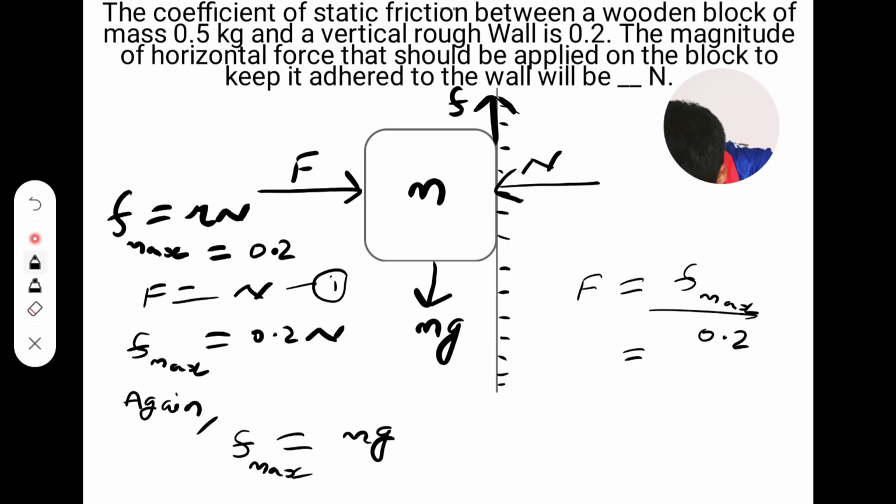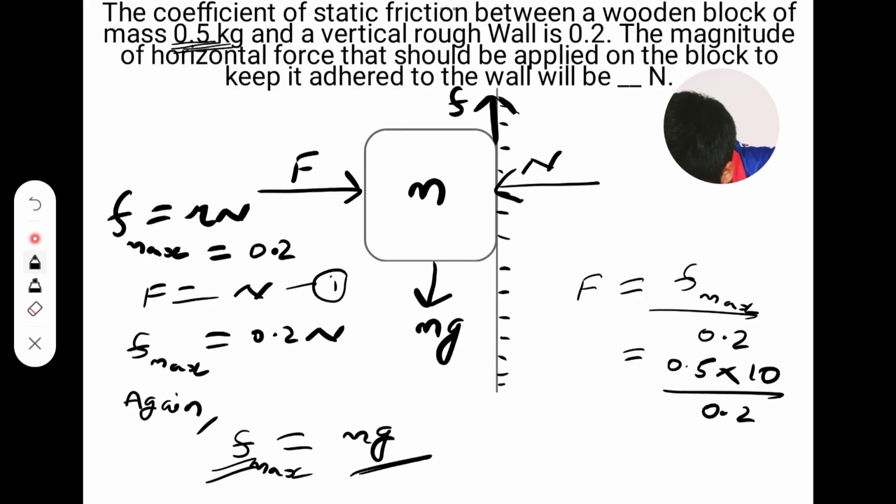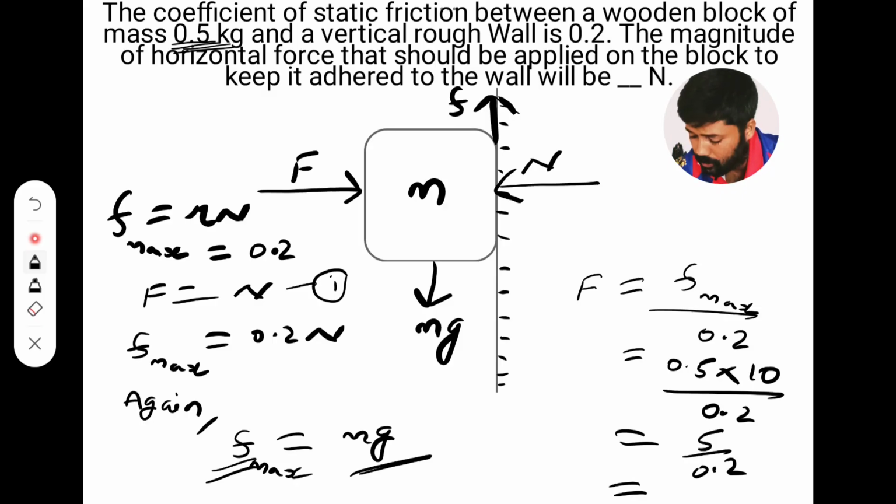It means maximum value of friction is mg. Mass is given 0.5. So 0.5 into g. See here, F max equal to mg. g is 10, acceleration due to gravity, divided by 0.2. So this will be equal to 5 divided by 0.2, and that is equal to 50 divided by 2, which is 25 Newton. Okay, 25 Newton is your answer.